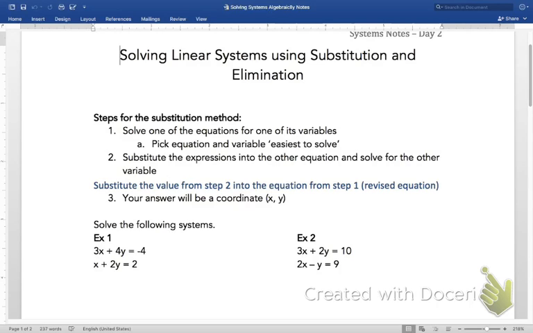First one is going to be substitution. A couple of steps. Solve one of the equations for one of its variables. Pick the equation that's easiest to solve. If you have a lone variable that does not have a coefficient, that is the one you want to solve for. If everything has a coefficient in front of it that is not a 1, then I would suggest using something other than substitution. If you have a variable that does not have a coefficient in front of it, substitution is just fine.